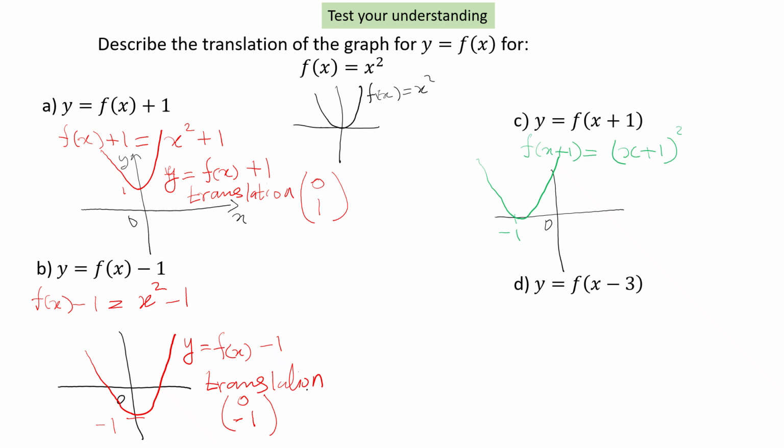So y equals f(x plus 1). The translation: the graph moves left-hand side by 1, so negative 1. In the y direction the graph does not move, so 0.